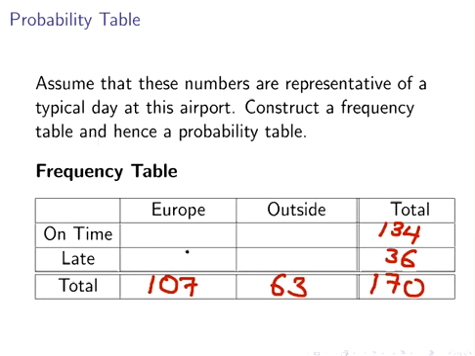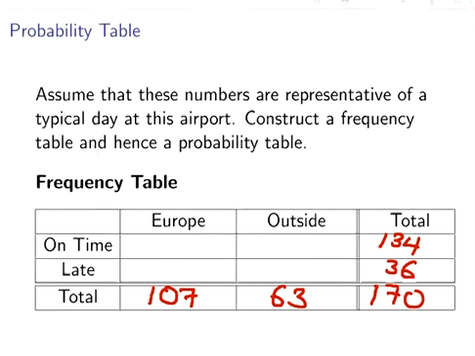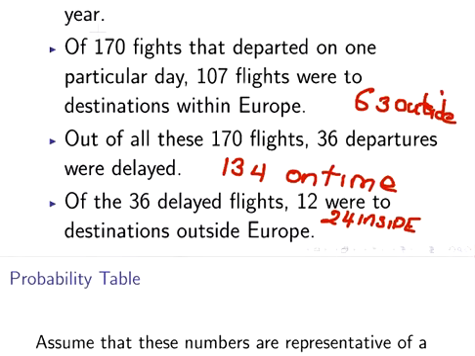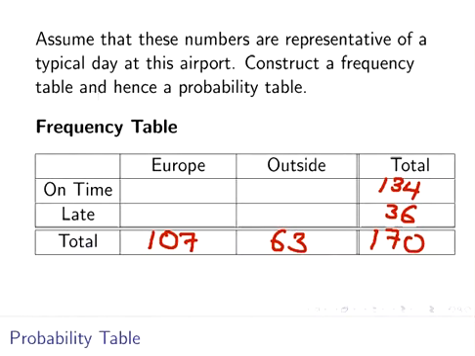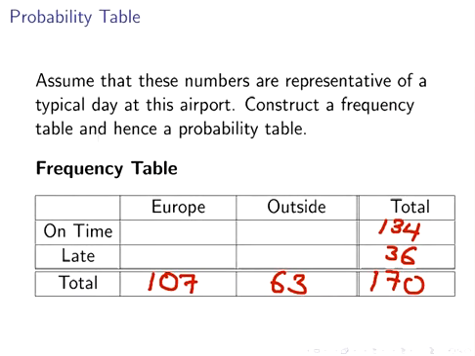Now we were told the additional piece of information that 12 of the flights going outside of Europe were late. Actually, let's scroll back and have a look at that again. Of the 36 delayed flights, 12 were to destinations outside Europe. So here we have it. These are the 36 flights. 12 were going outside of Europe. That means that 24 were going into Europe.